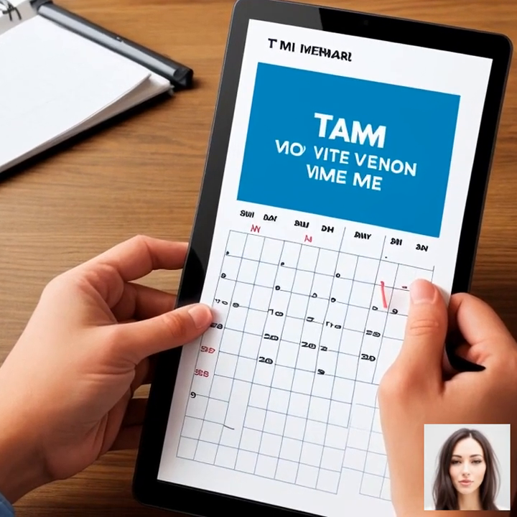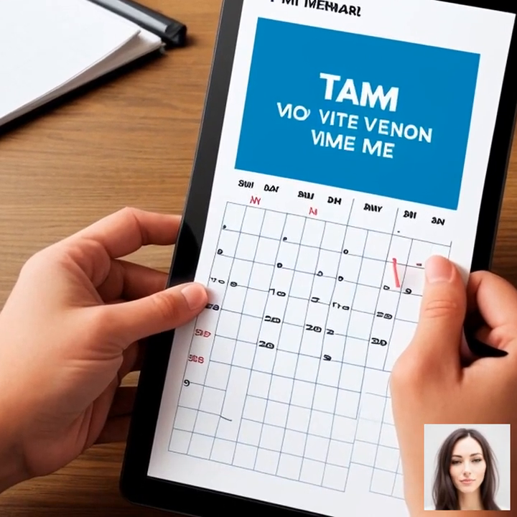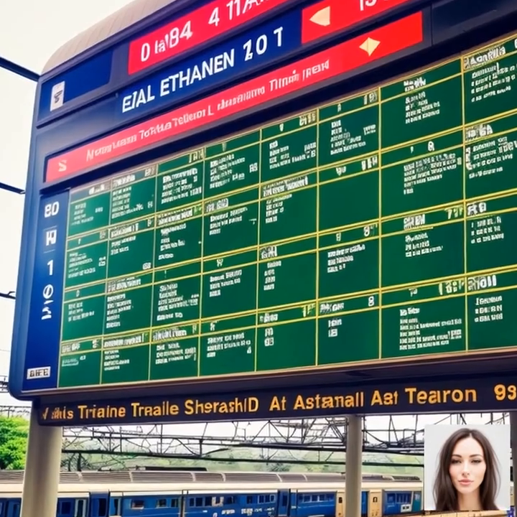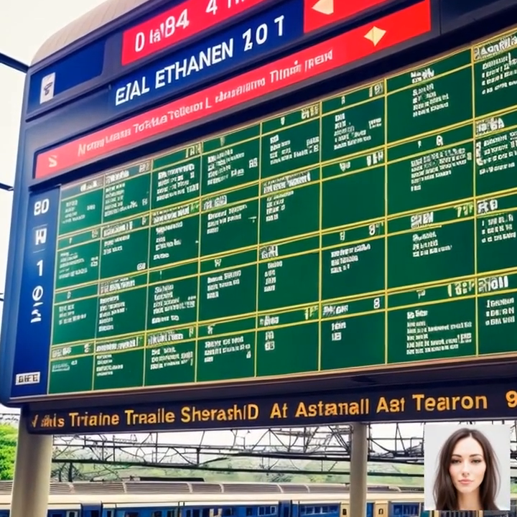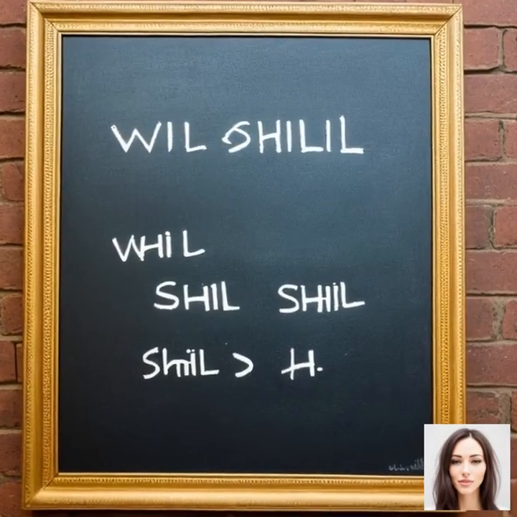Now, here's where things get interesting. Sometimes we can use going to instead of will to talk about the future, especially when we have already decided or planned to do something. For example, I'm going to visit my parents this weekend. Using going to suggests a sense of certainty or intention that will doesn't always convey.